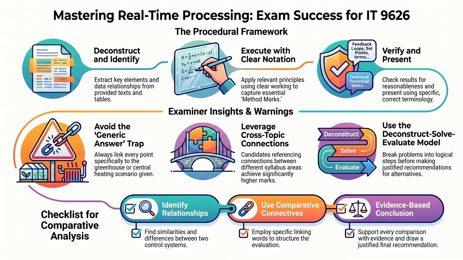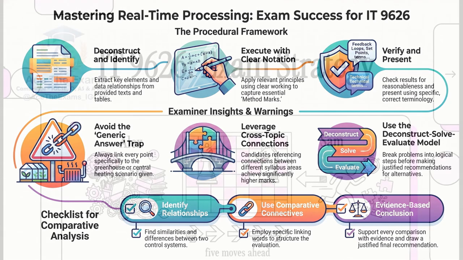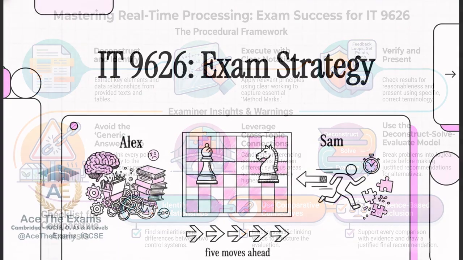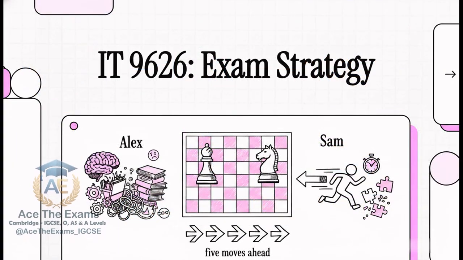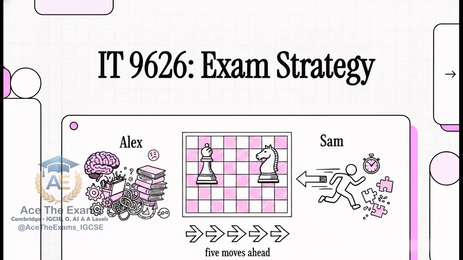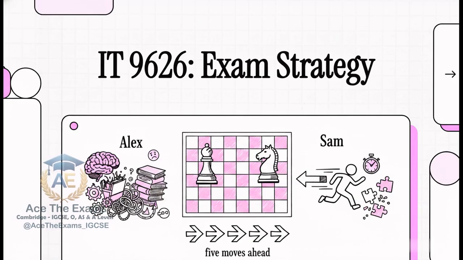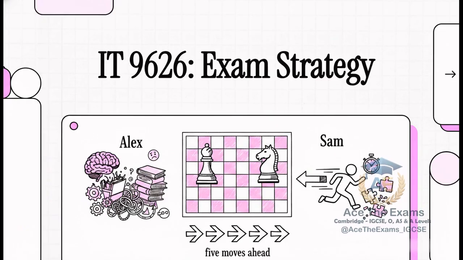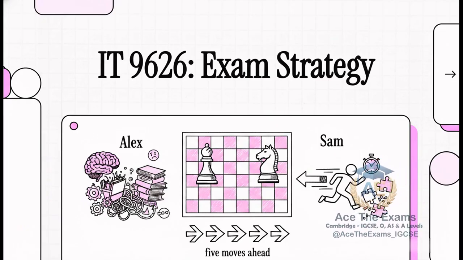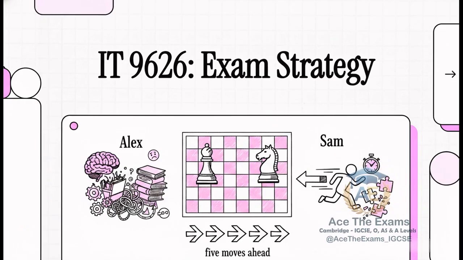Welcome to the Explainer. Okay, let's just get right into it, because today we are tackling an absolute beast of a topic from the Cambridge Information Technology 9626 syllabus. We're diving deep into topic 1.5, real-time processing and microprocessor-controlled systems, and we're specifically looking at how these systems operate in greenhouses and central heating.